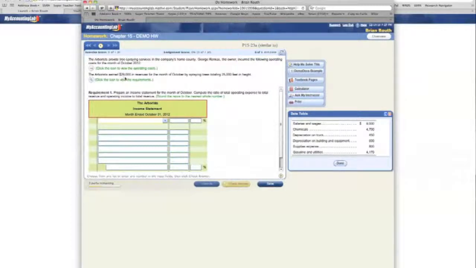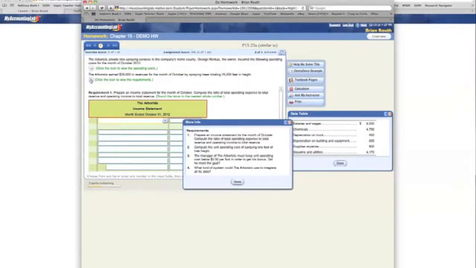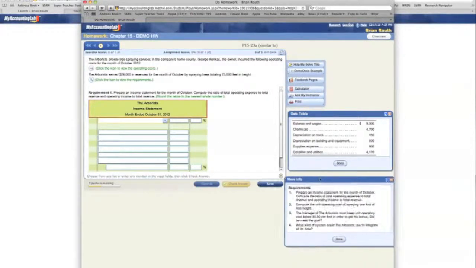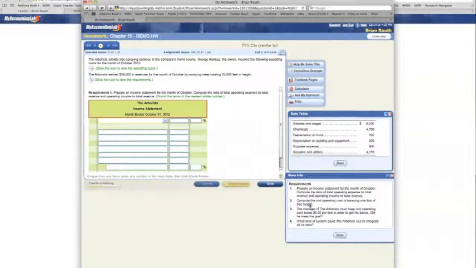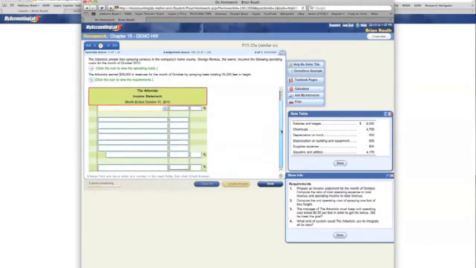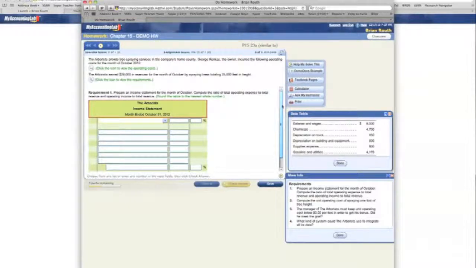The arborist earned $29,000 in revenues for the month of October by spraying trees totaling 25,000 feet in height. And then we're given another icon which includes the requirements for the problem. So I will click on that icon, and it brings up another box of information. These are the questions I'm going to have to complete. But note in the actual problem, they're only giving me part 1 right now. What they're going to allow you to do is complete part 1, check your answer to make sure you're correct before you move on. So let's see how we do.